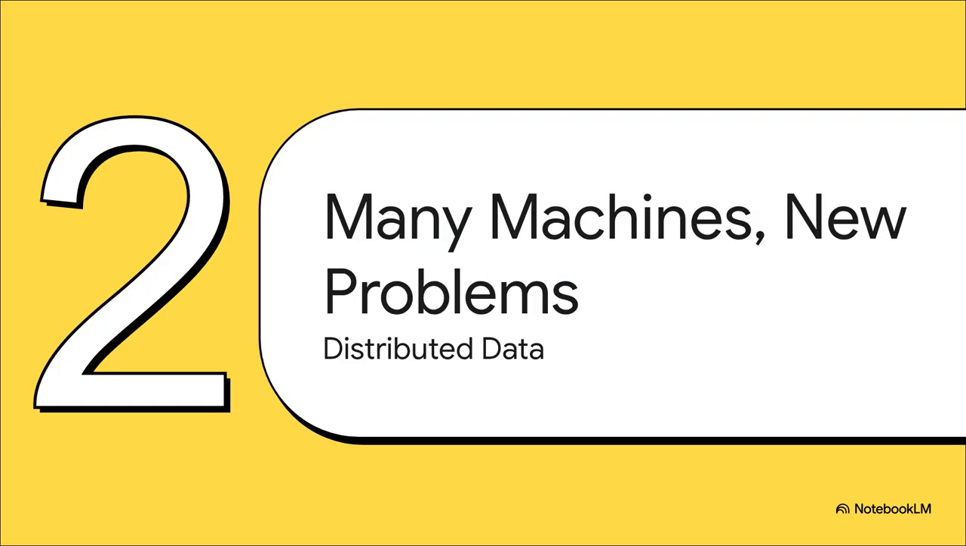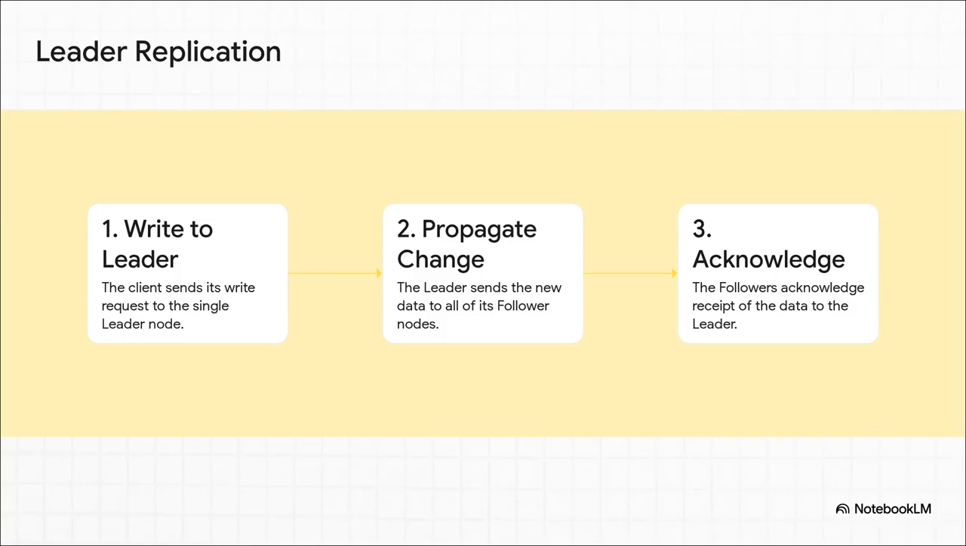Okay, but let's be real. A single machine isn't going to cut it for long. If you want a system that's reliable, that doesn't go down and can handle a lot of users, you have to use multiple machines. But the second you do that, you unleash the biggest source of chaos and pain in system design, the network. So the most common way to deal with this is something called leader-based replication.